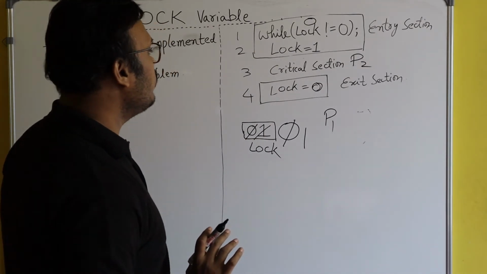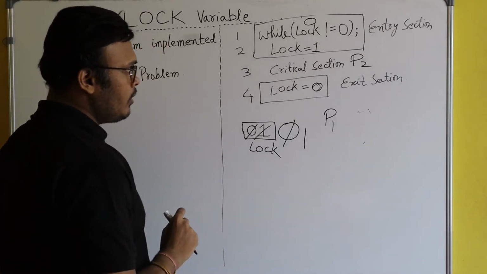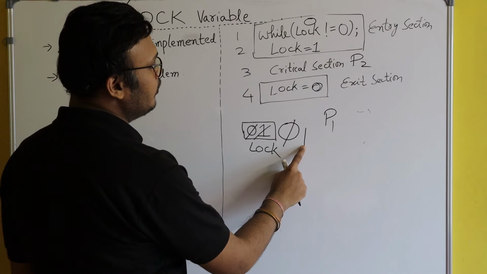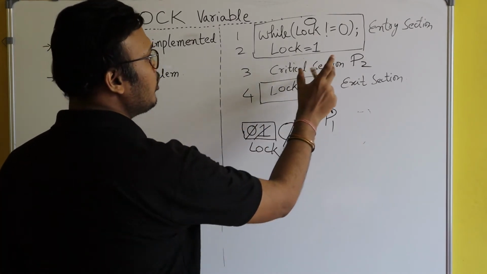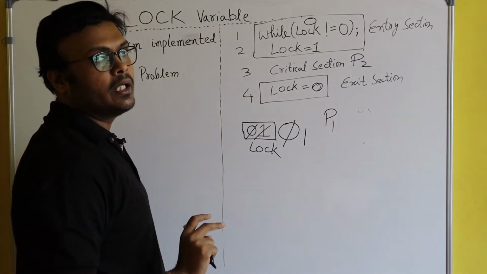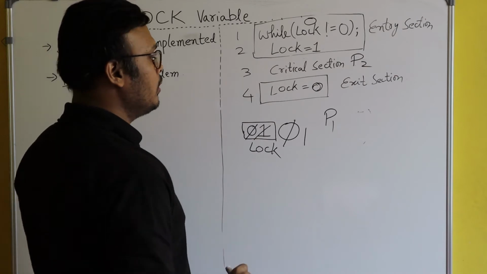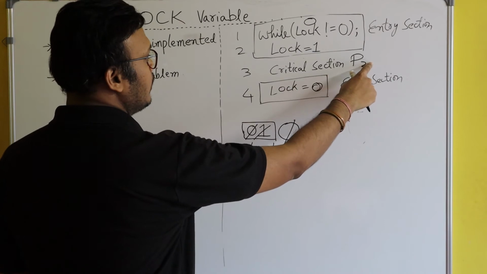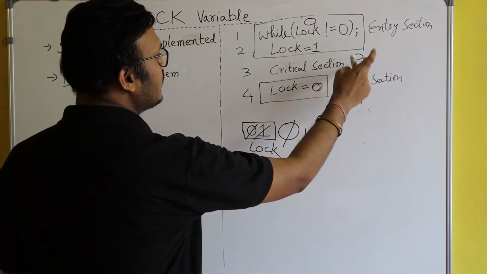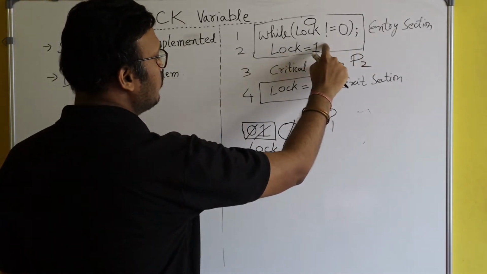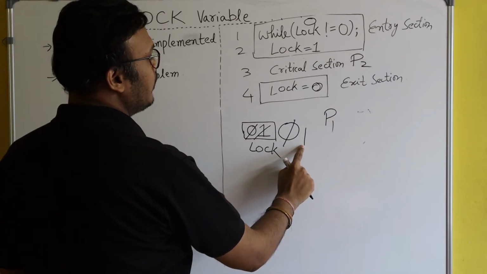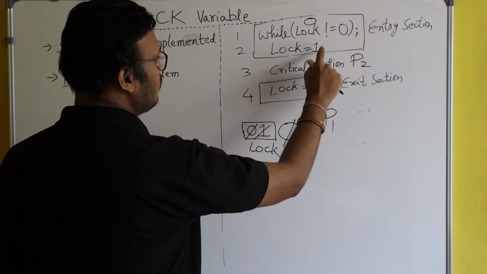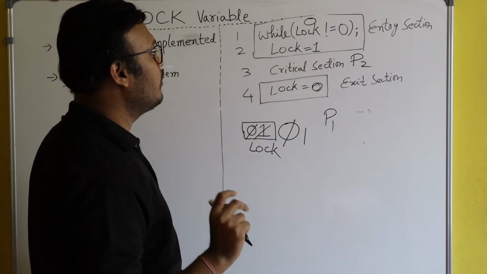And also one thing you can notice, that whenever the lock value is 1, it means what? One process is already present inside the critical section. Okay, because you see here, when P2 is inside the critical section, before entering inside the critical section, P2 has made the lock value 1. So it means what? Critical section is not vacant. 1 means critical section is not vacant.